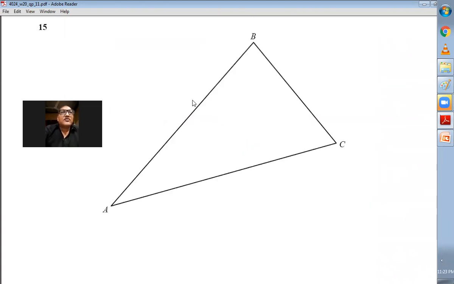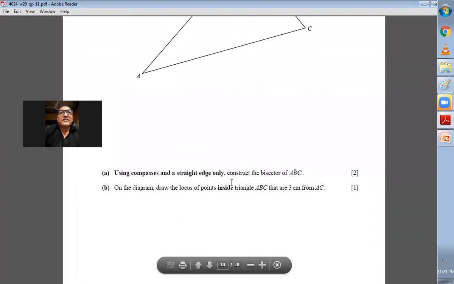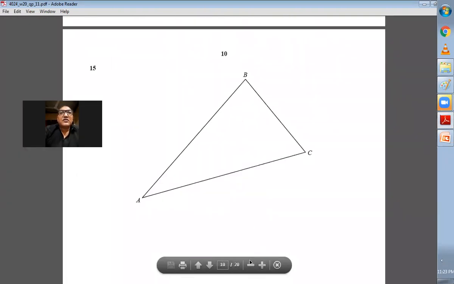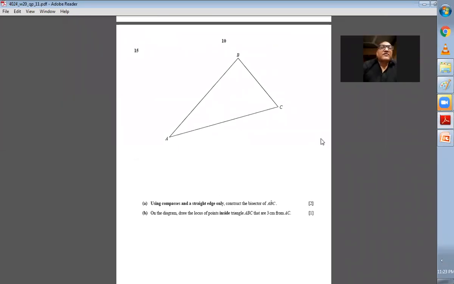Okay, so on your screen we have a question. Let me reduce the size so you can understand the whole question together. Here we have question number 15. It says ABC, a diagram is shown there. Using compasses and a straight edge only, construct the bisector of the angle ABC.